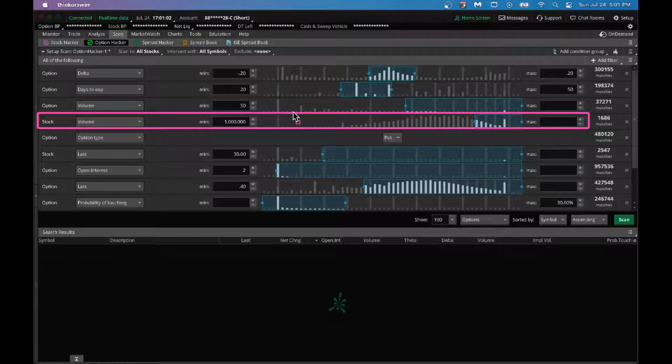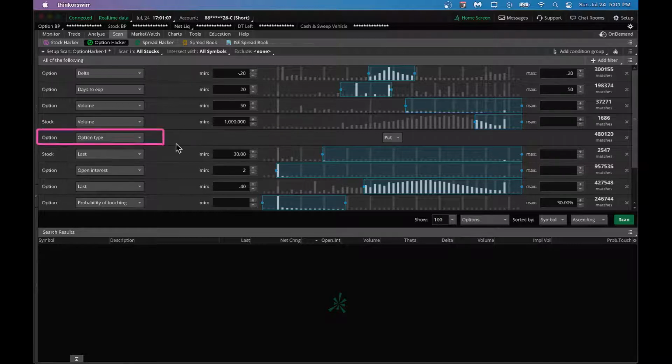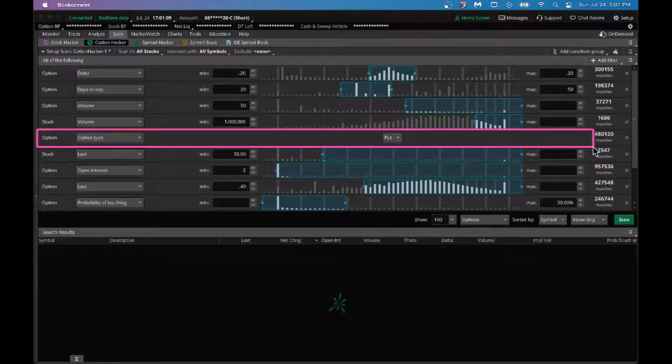And I want to make sure, in this selection criteria, I'm looking at only put options, so that way I limit my choices. You could do the same thing for call options. We can look at that also. Right now, I'm doing the scanner for selling put options, which is one of my favorite strategies.